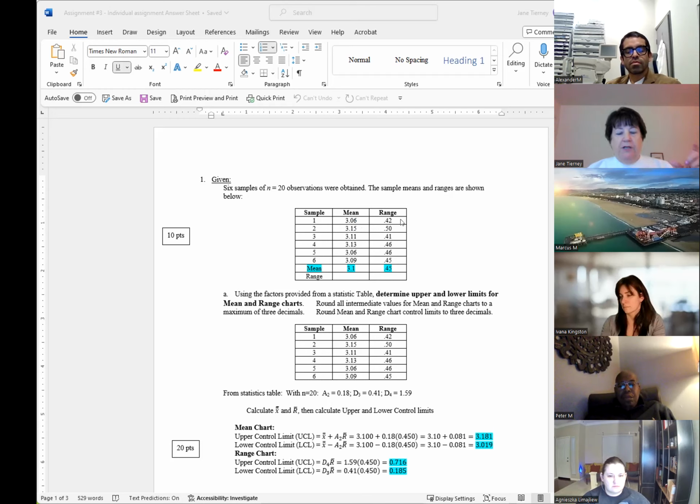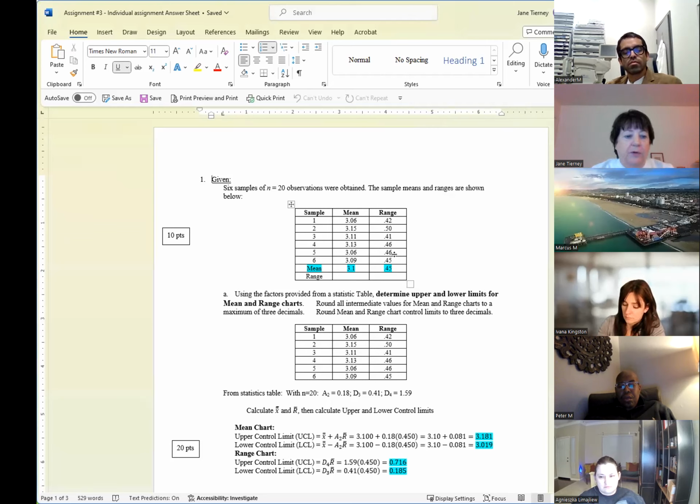And then the range. Remember the range, we take the highest value minus the lowest value. And the range for sample 1 of those 20 observations, the difference between the highest value and the lowest value, was 0.42, 0.45, 0.41, 0.46, 0.46, 0.45. So then we take the average of the means: 3.06 plus 3.15 plus 3.11, 3.13, 3.06 plus 3.09, and divide that by 6. The average there is 3.1. Then we add up the ranges, 0.42, 0.5, 0.41, 0.46, 0.46, 0.45, divide by 6, and the average is 0.45. Everybody okay with that piece of it?